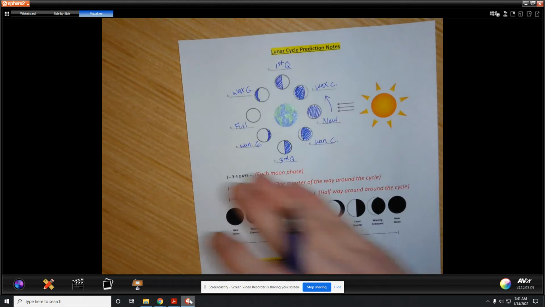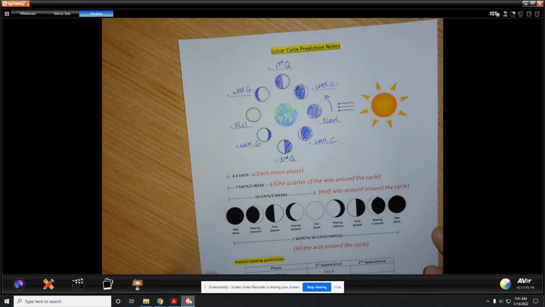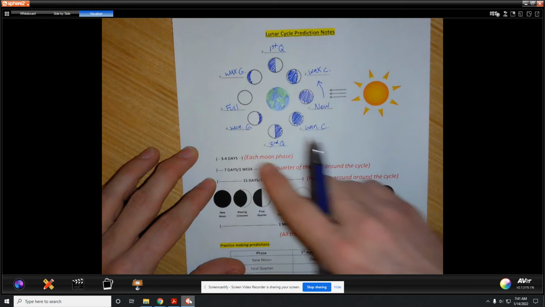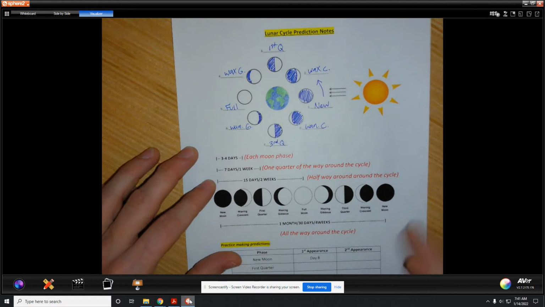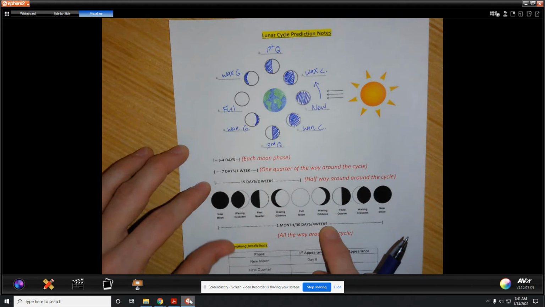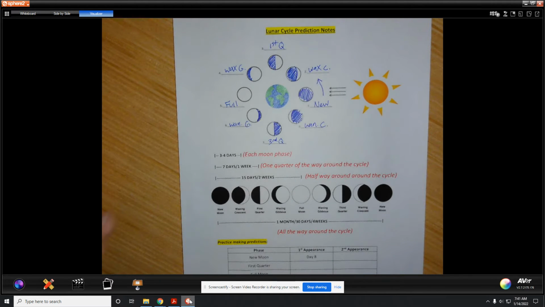Okay, so now that we've established a correctly modeled lunar cycle, we can talk about the predictions. So if this whole lunar cycle here is going to be about a month or 30 days or 4 weeks, right, we're going to make a very easy to remember prediction.